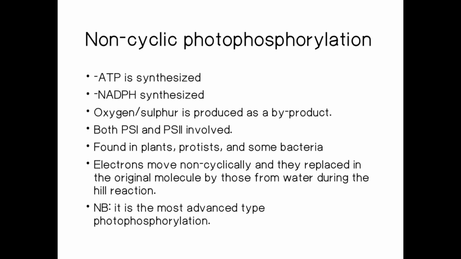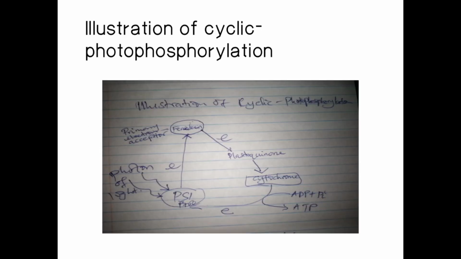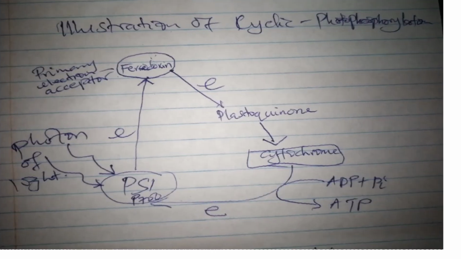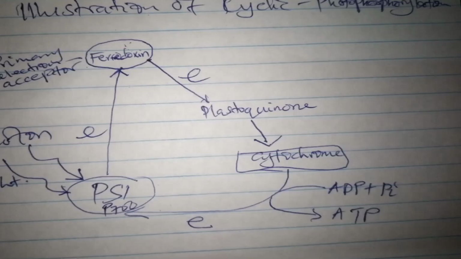It is the most advanced type of photophosphorylation. We saw that. So this is the illustration of cyclic photophosphorylation. Here we see a photon of light hits or strikes photosystem 1, where we have the pigment P700, the one that absorbs 700 nanometers.